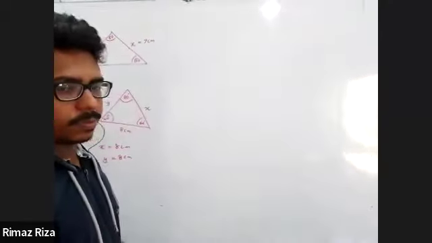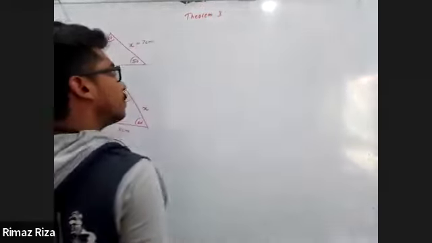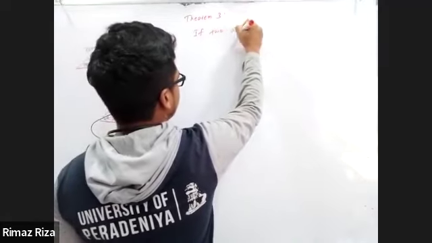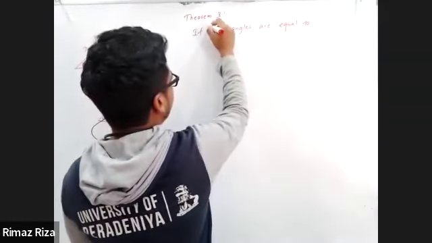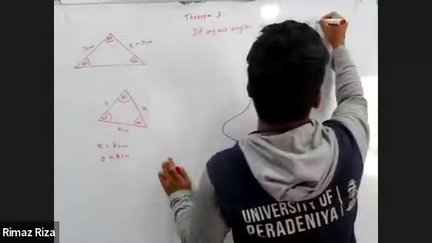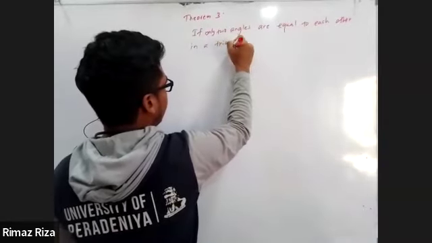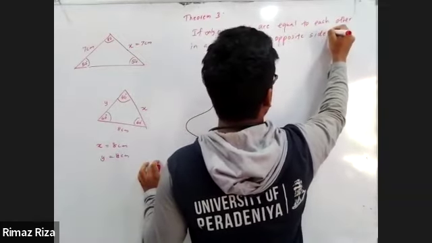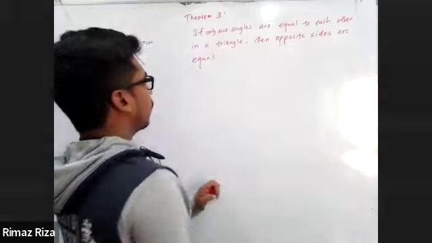Before that, I'll give you theorem 3. If two angles are equal to each other in a triangle, then the opposite sides are what? Equal.